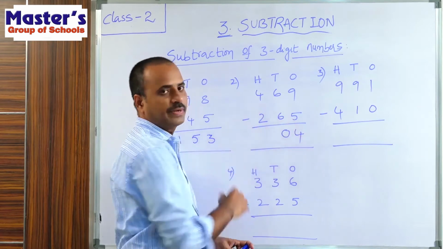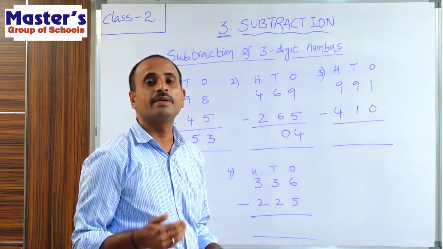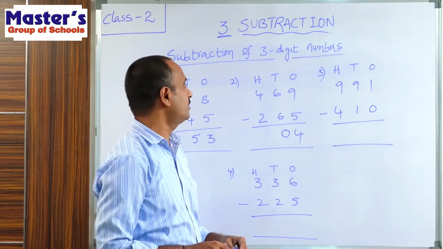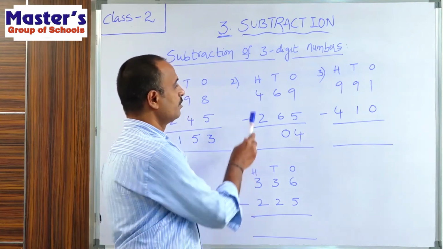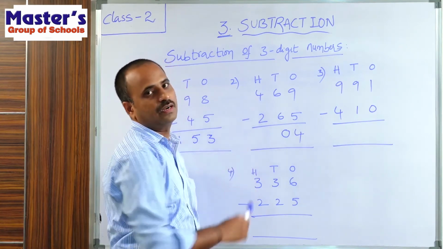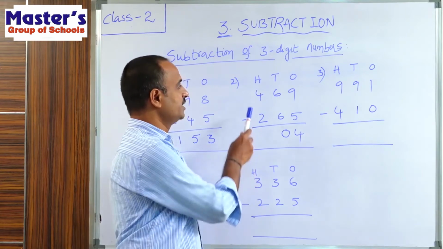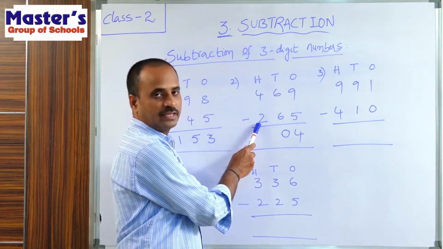Now go to hundreds place. Subtract the digits present in the hundreds place. What are the digits present in the hundreds place? 4 and 2 are present in the hundreds place. So the first digit is 4 and the second digit is 2.